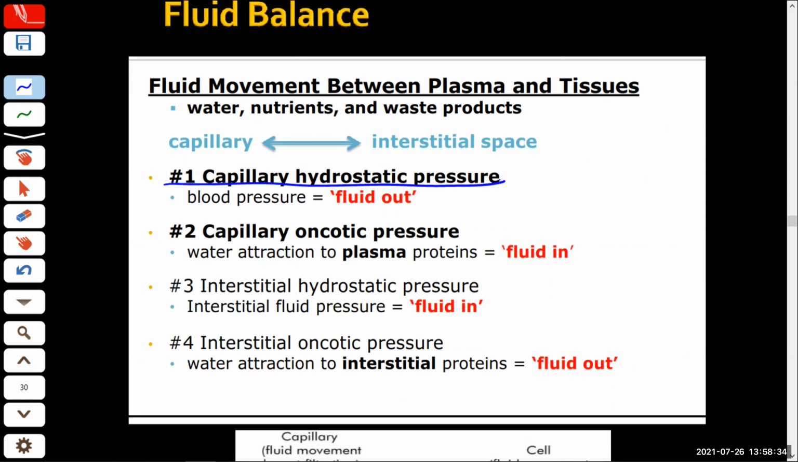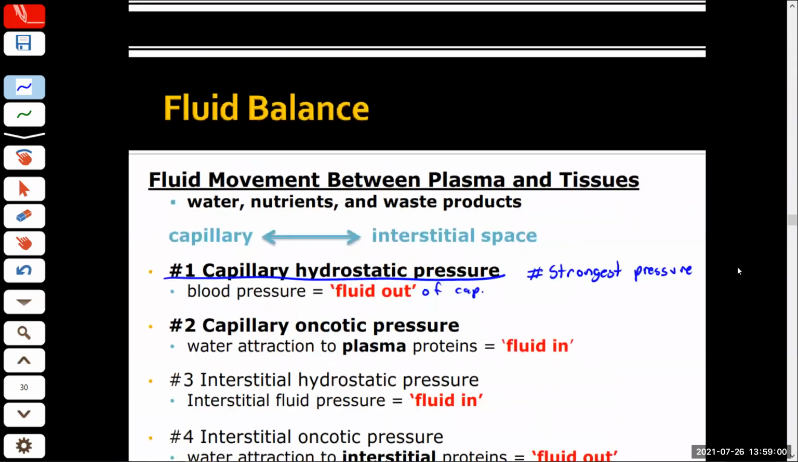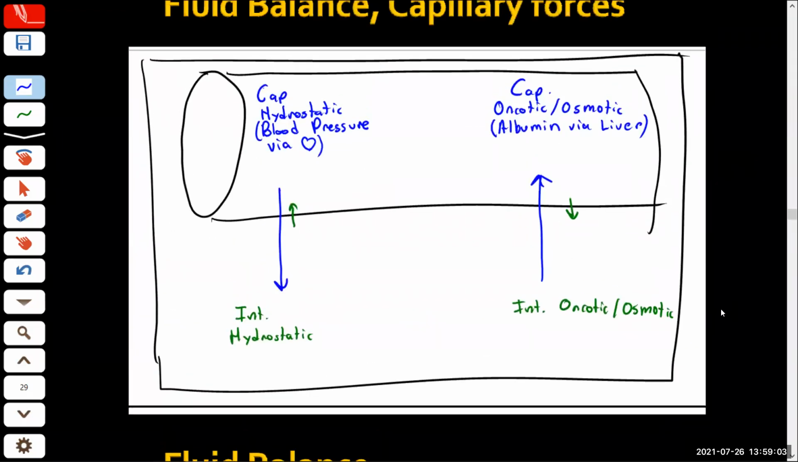Capillary hydrostatic pressure, fluid out of the capillary. This is, I would say, the strongest pressure. Your blood pressure is the strongest pressure. So looking at the picture here, my blood pressure wants to push all of the water out of my blood vessel.